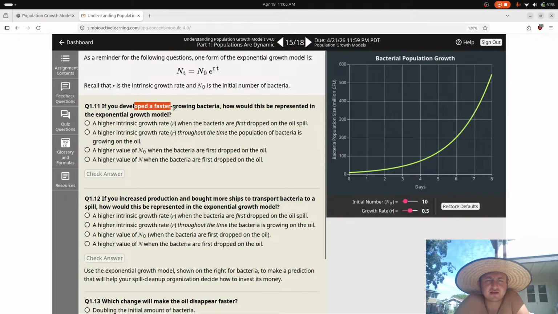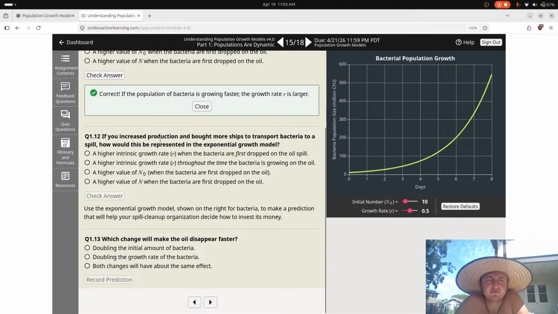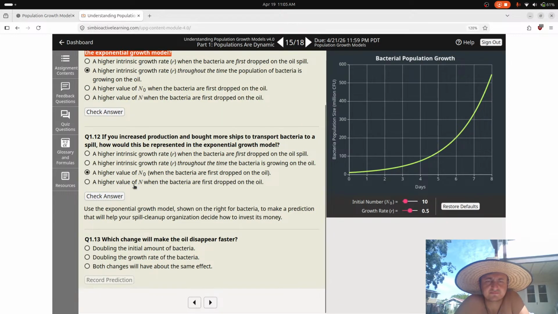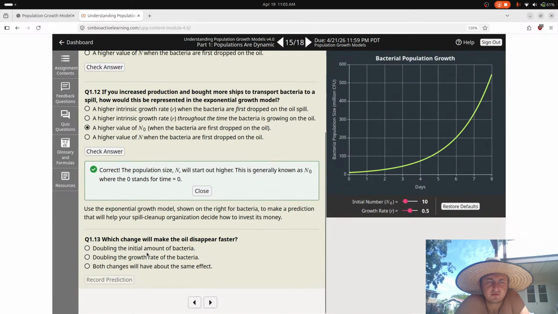If you developed a faster growing bacteria, how would this be represented in the model? A higher intrinsic growth rate throughout the time the population of bacteria is growing on the oil. If you increased the production and brought more ships, how would this be represented? In a higher value of N0. Which change will make the oil disappear faster?